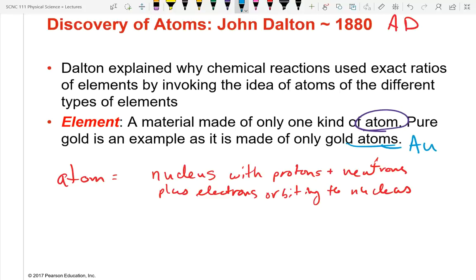How many? 79, because there's no chance I would be able to read it from here. So it has 79 protons. We usually write that 79 right there. Now it also has a lot of neutrons. Now you can have more than one isotope of gold.